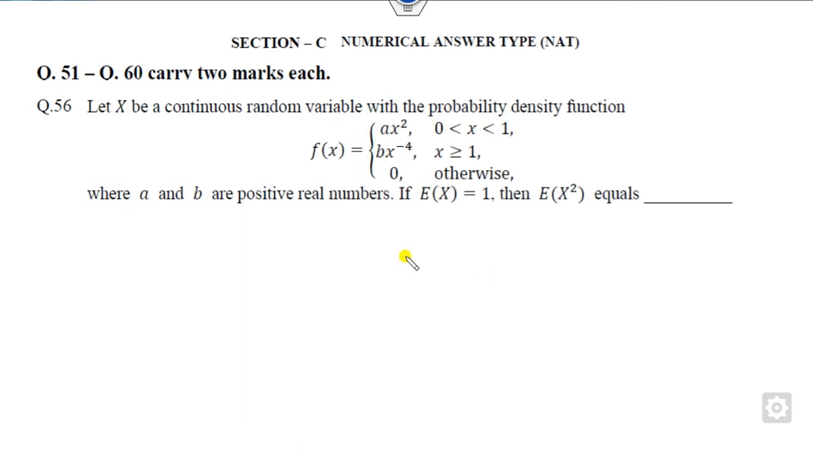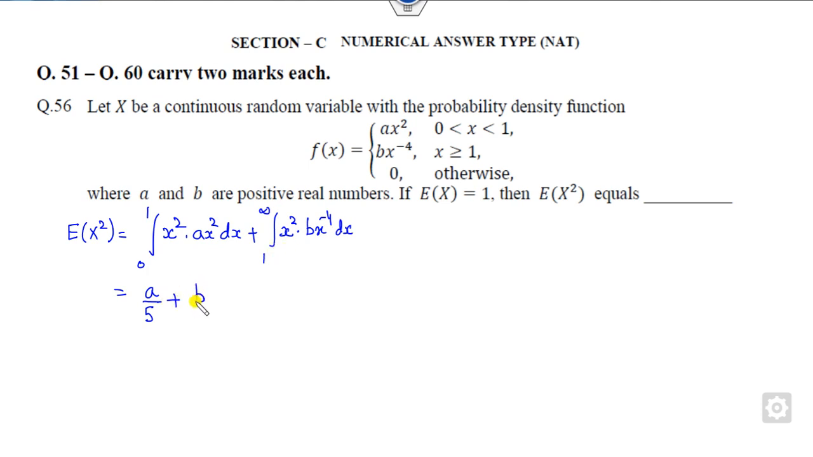Look, another one is: you have to find the expected value of x square. That's very simple. You have to write this in terms of the integral from 0 to 1 of ax square, plus from 1 to infinity of x square times bx to the power minus 4. Now what is that? If you integrate them, it is a by 5.